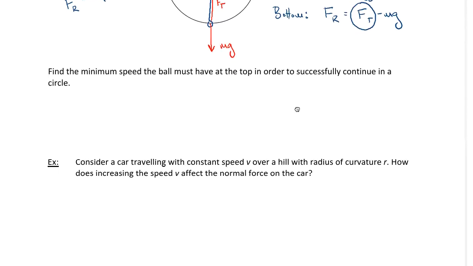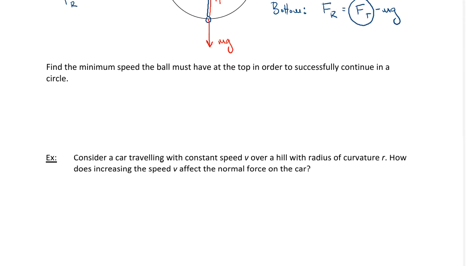We could be asked to find the minimum speed the ball must have at the top in order to successfully continue in a circle. Well, at the top we found that the centripetal force is equal to the sum of the force of tension plus the weight, because they're both pointing inwards. And we also know that the centripetal force must be equal to the mass times the linear speed squared divided by the radius. Well, if we want v to be as small as possible, that means that we need the centripetal force to be as small as possible. If this side decreases, then this side must decrease as well. If we want the centripetal force to be as small as possible, there's only one thing on the right side of this equation that can change. The weight is fixed, so we need the tension to be as small as possible.